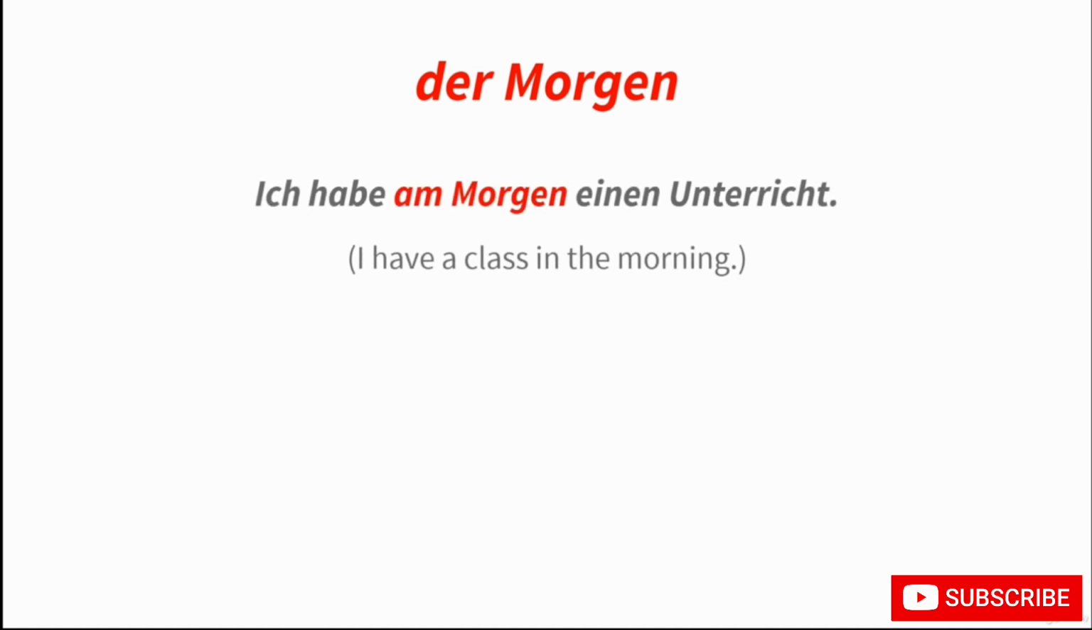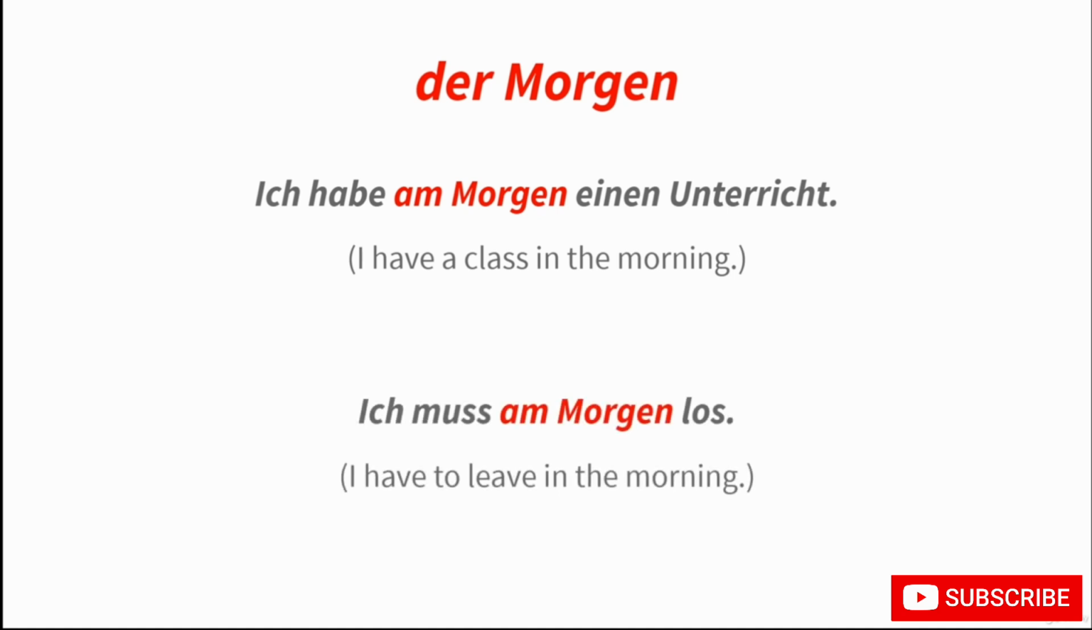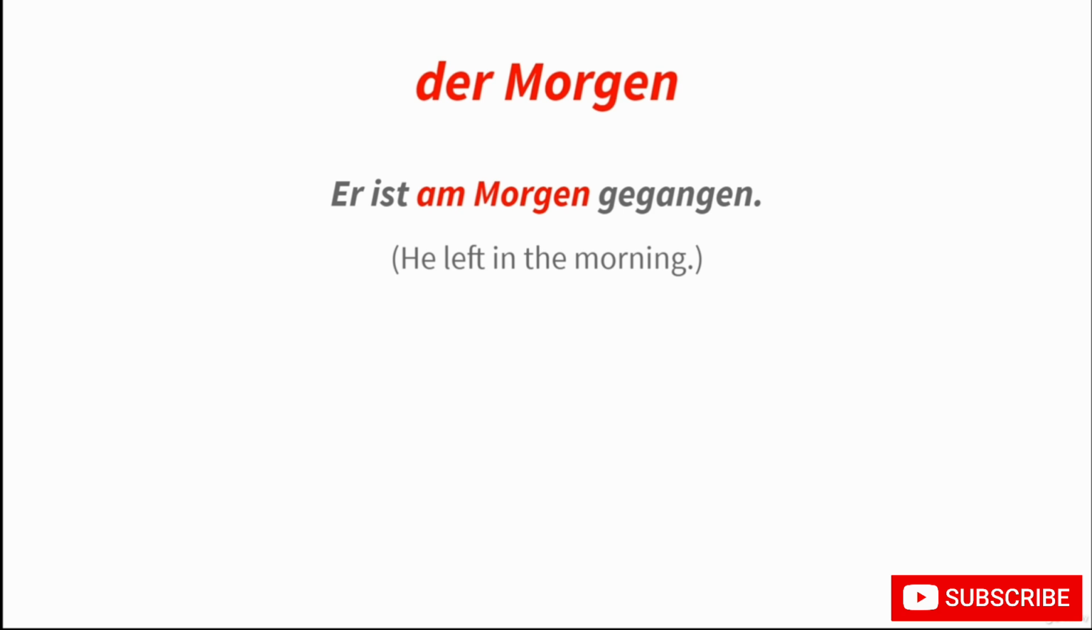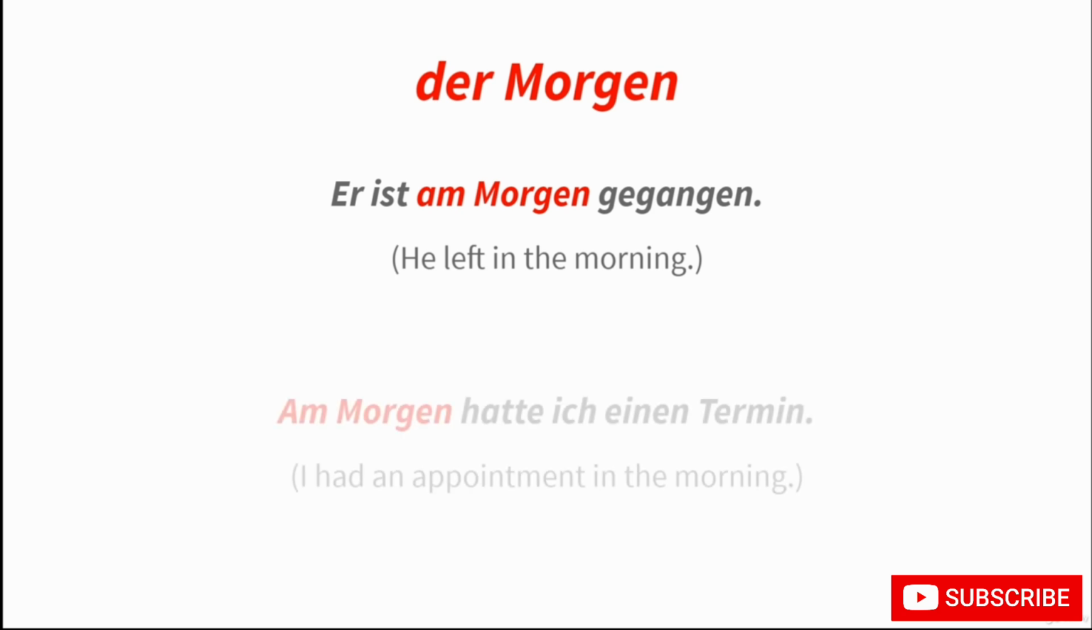For example, ich habe am Morgen einen Unterricht means I have a class in the morning. Or ich muss am Morgen los means I have to leave in the morning. Er ist am Morgen gegangen means he left in the morning. Another one, am Morgen hatte ich einen Termin means I had an appointment in the morning.